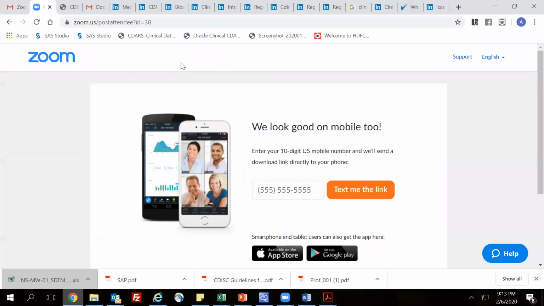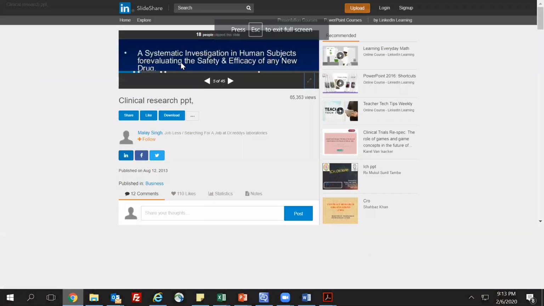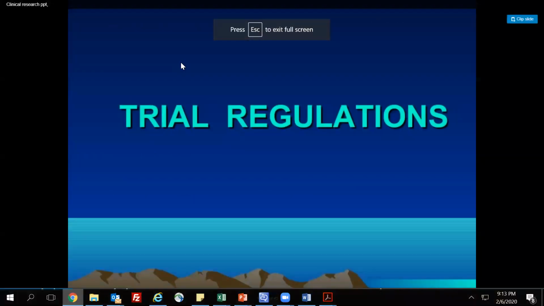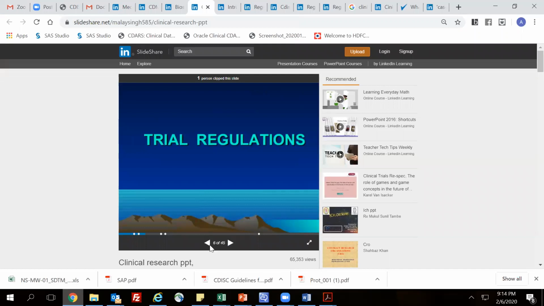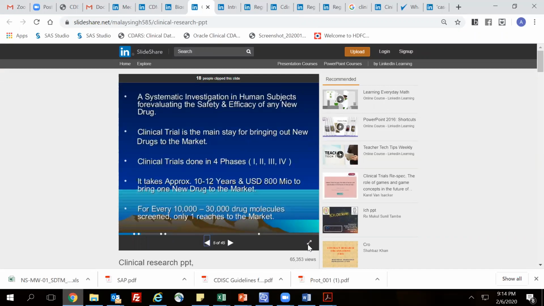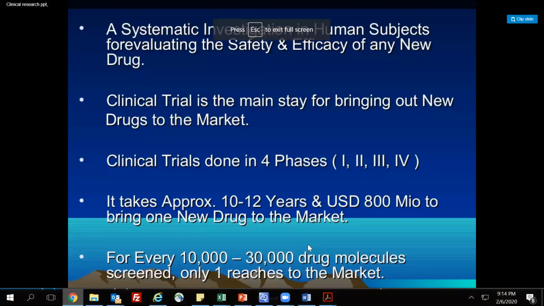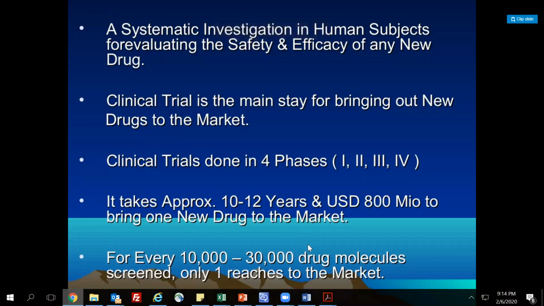So what is clinical research? This is very important for us to know. Before we start anything, we have to understand what clinical research is, which I was talking about all this while. You can all see, right? It is a systematic investigation in human subjects for evaluating the safety and efficacy of any new drug. So this is very important.